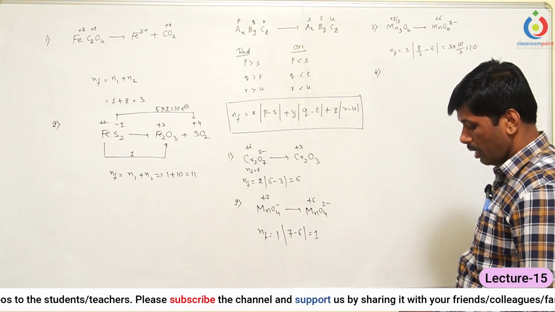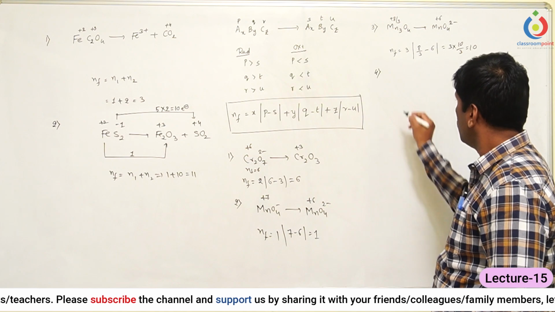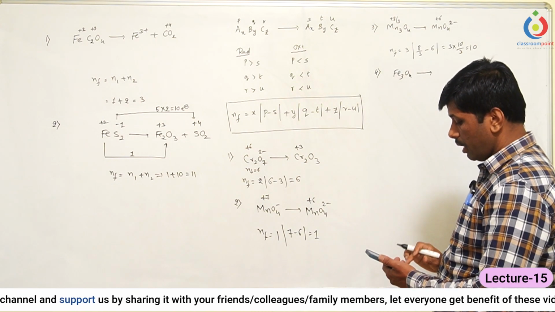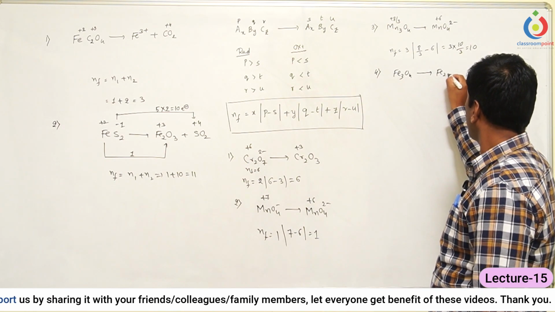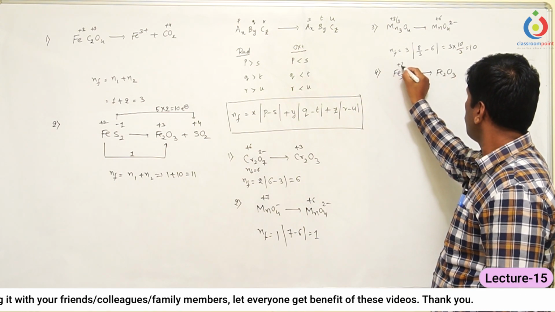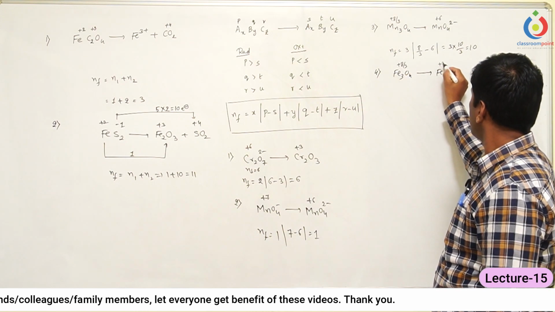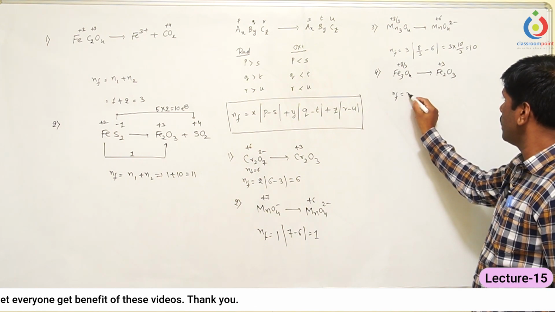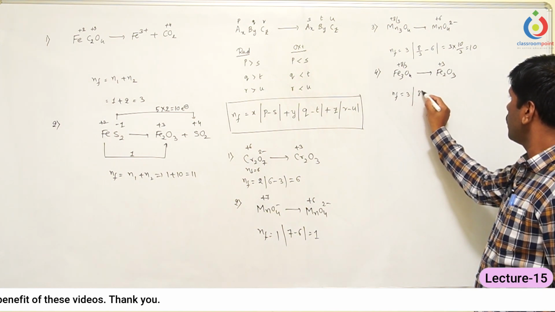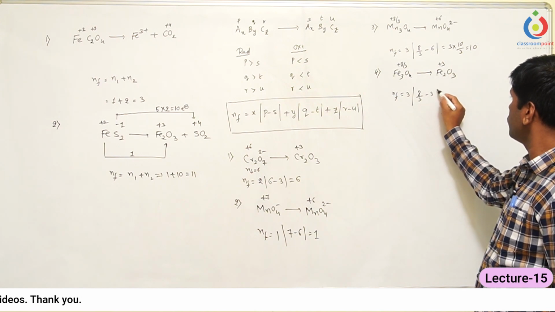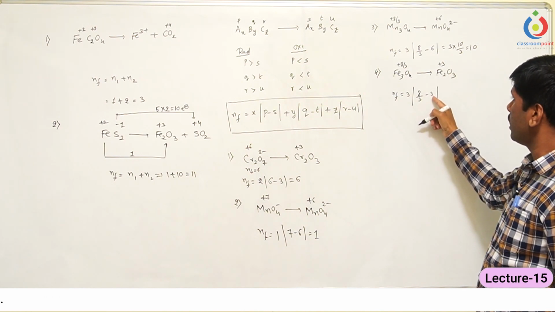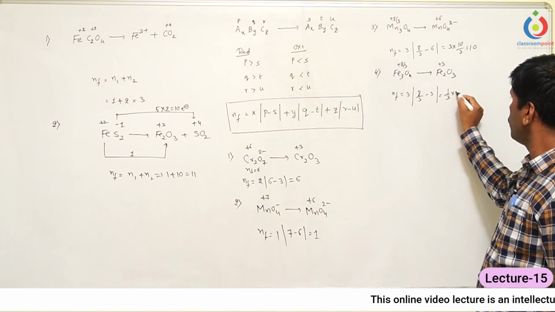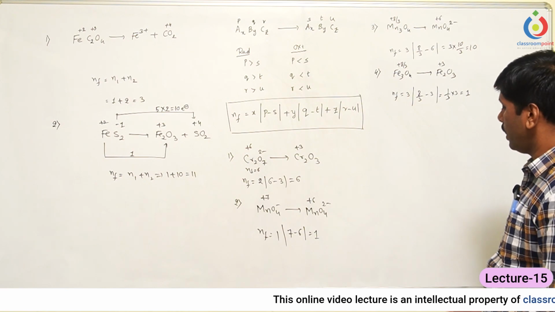Similarly, let us take another example. Fe3O4 changes to Fe2O3. So here also +8 by 3. Here the oxidation state is +3. Then n factor of Fe3O4 equals 3 irons are there, 3 into 8 by 3 minus 3. So this equals 9 minus 8, 1. 1 by 3 into 3 is equal to only 1.